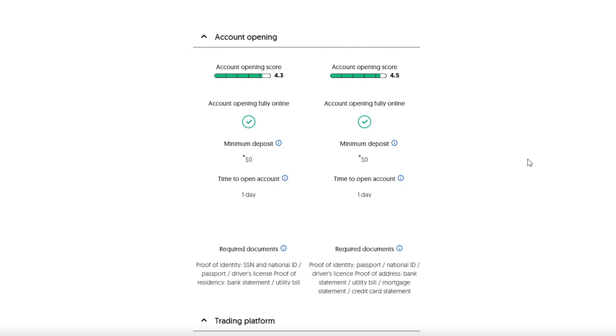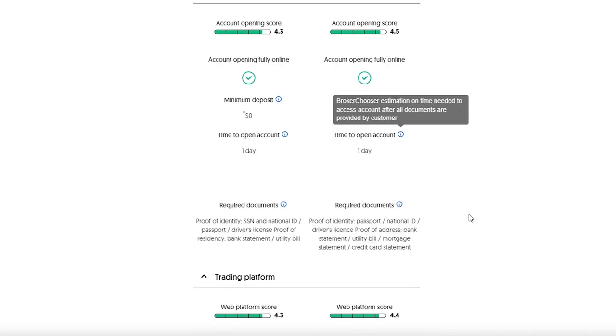You can open an account fully online, meaning you don't have to actually go into a broker. $0 minimum deposit on both of these brokers, which is very nice to see. You can open an account within 24 hours. And then for the required documents, this is just very, very standard stuff, such as your driving license, passport, or some other form of government issued ID, as well as maybe a utility bill and a bank statement to prove where you say you live.